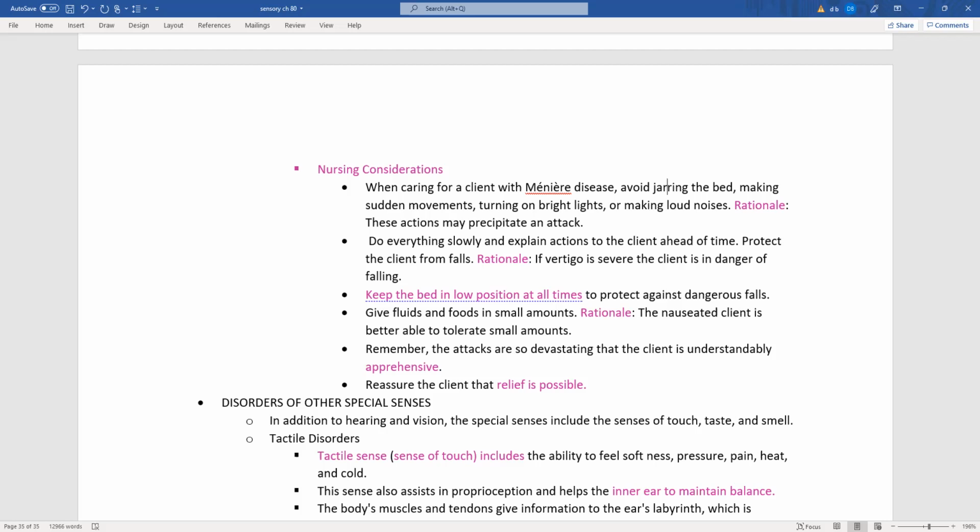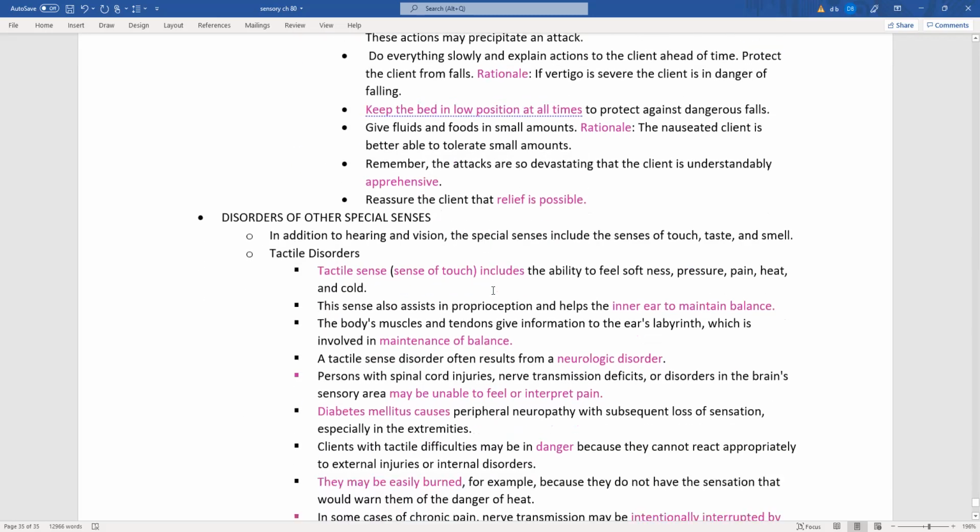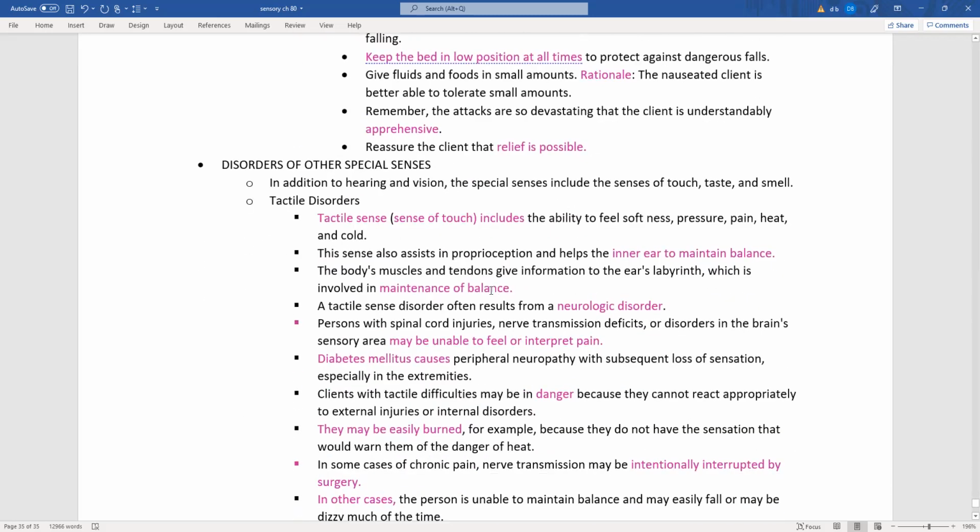Remember, the attacks are so devastating that the client is understandably apprehensive. And we should reassure the client that relief is possible. Let them know this isn't going to last always. I know it's hard, but it's not going to be here always, Mr. James.